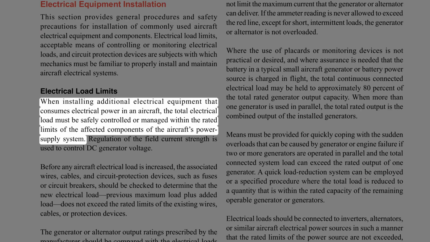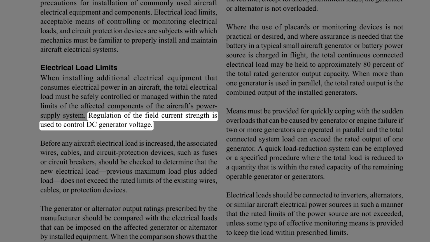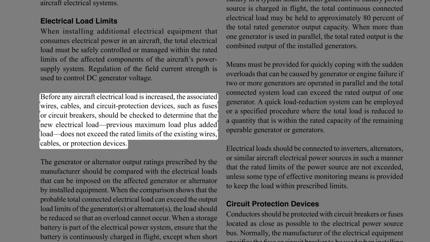Electrical load limits. When installing additional electrical equipment that consumes electrical power in an aircraft, the total electrical load must be safely controlled or managed within the rated limits of the affected components of the aircraft's power supply system. Regulation of the field current strength is used to control DC generator voltage. Before any aircraft electrical load is increased, the associated wires, cables, and circuit protection devices, such as fuses or circuit breakers, should be checked to determine that the new electrical load, previous maximum load plus added load, does not exceed the rated limits of the existing wires, cables, or protection devices.